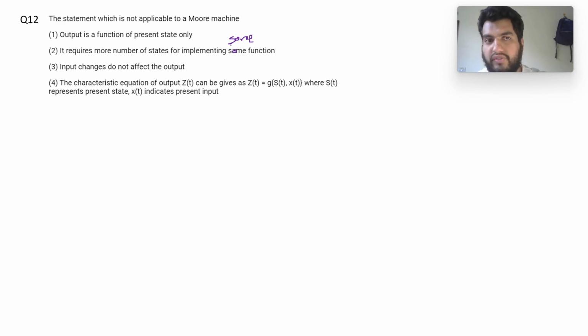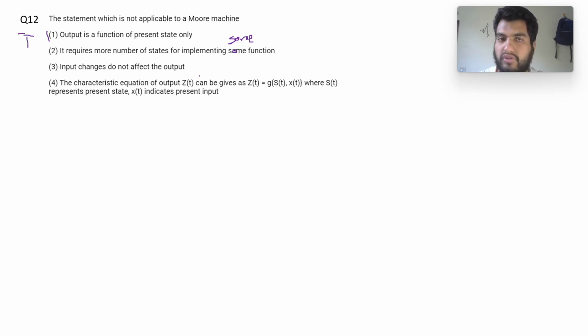Number 3, input changes do not affect the output. And finally, the characteristic equation output z of t can be given as z of t is equal to g of s of t, x of t, where s of t is the state and x of t indicates the input. So you must be well aware of that. Output of a Moore machine only depends on the state. So this one is correct. This is true.